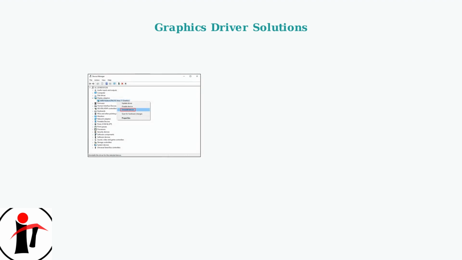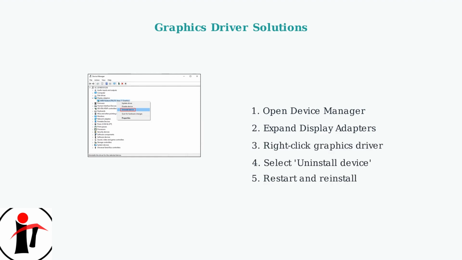When basic troubleshooting fails, the next step is addressing graphics driver issues. Outdated or corrupted drivers are a common cause of persistent no-signal problems. Access Device Manager, expand Display Adapters, right-click your graphics driver, and select Uninstall Device. After restarting, Windows will automatically reinstall the driver, often resolving compatibility issues.